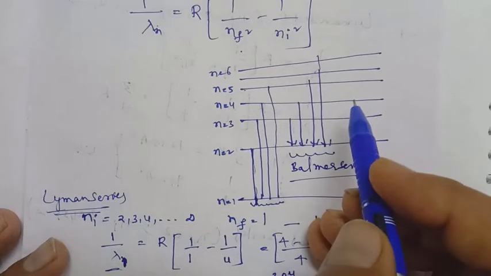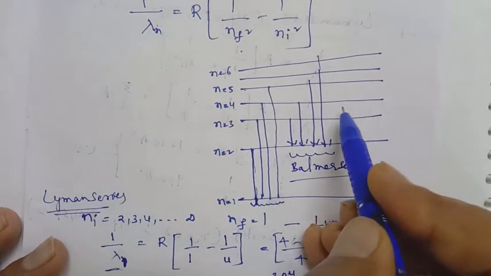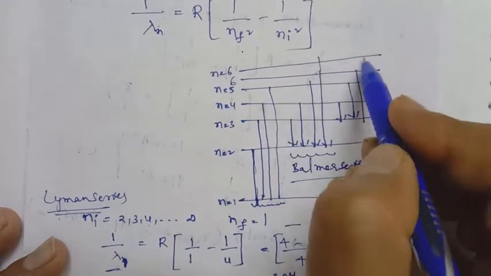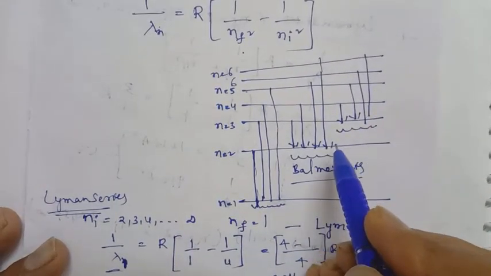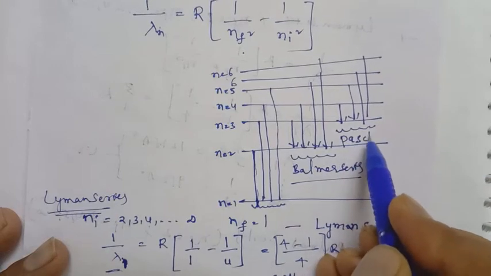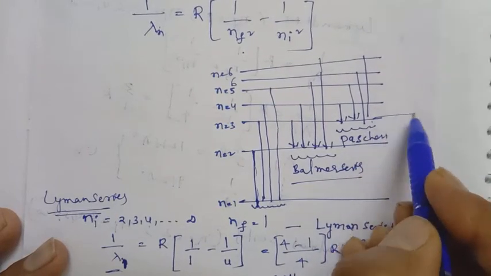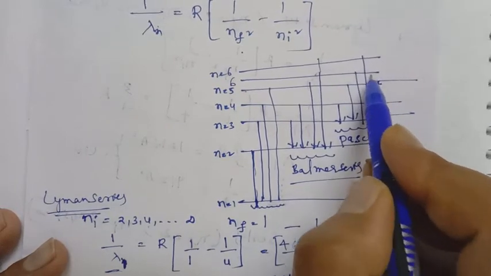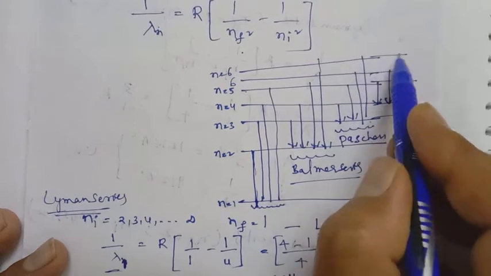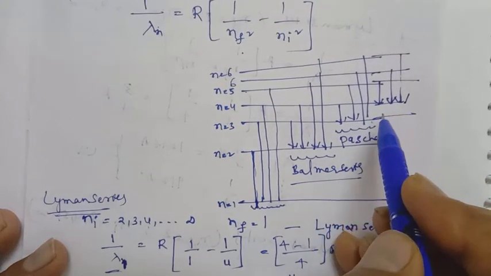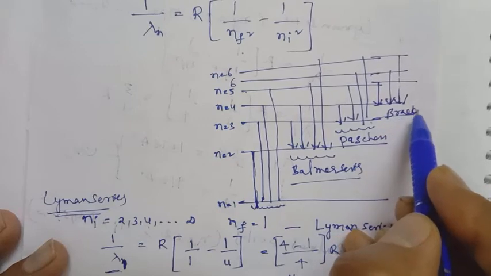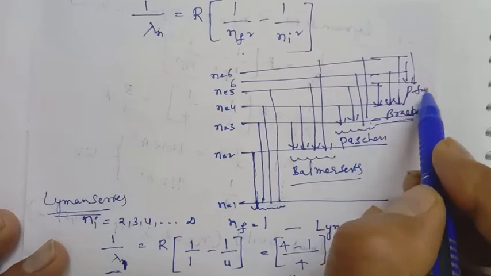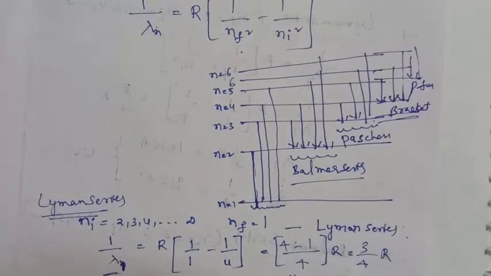And if a transition is made from 4 to 3, or 5 to 3, or 6 to 3, or 7 to 3, this series is called the Paschen series. The next series, from where to where? Transitions from 5 to 4, 6 to 4 and 7 to 4. This series is called the Brackett series. And the next series is called the Pfund series. So like that we are getting the transitions.